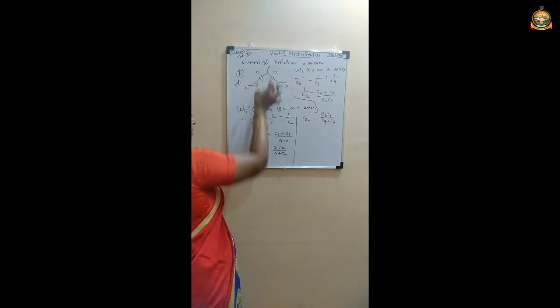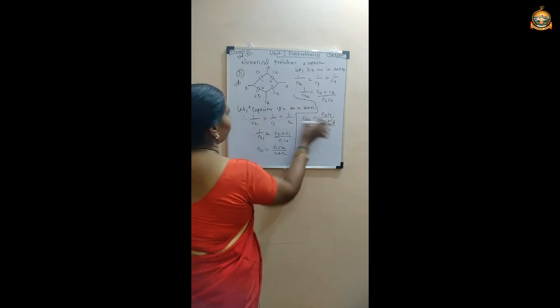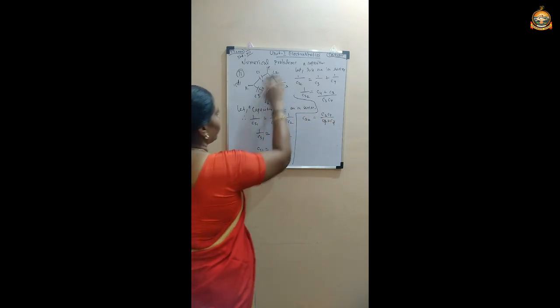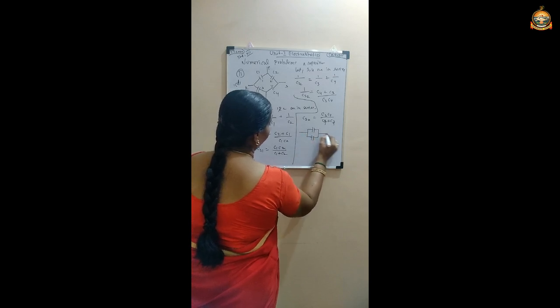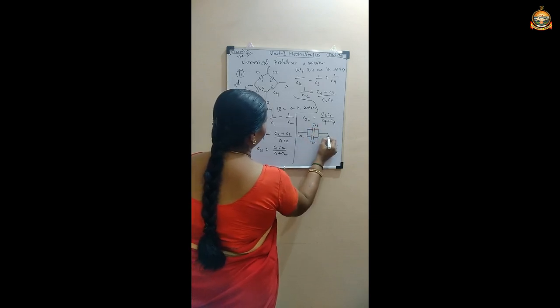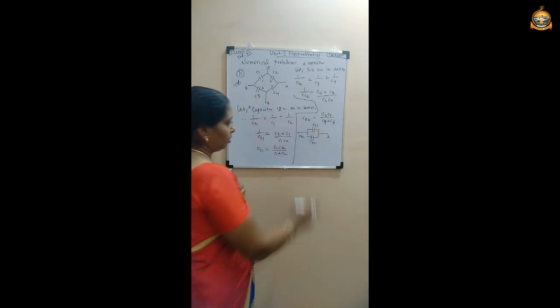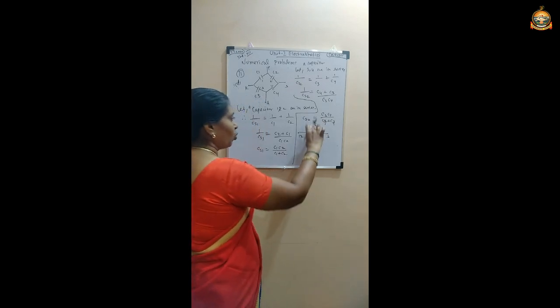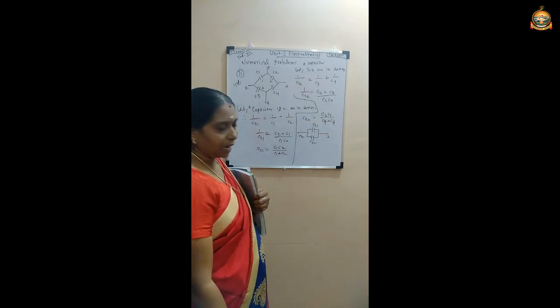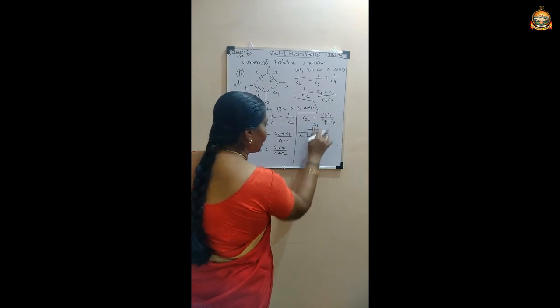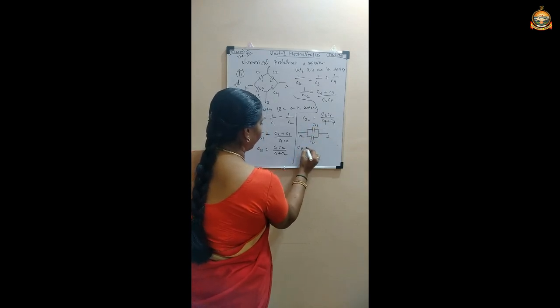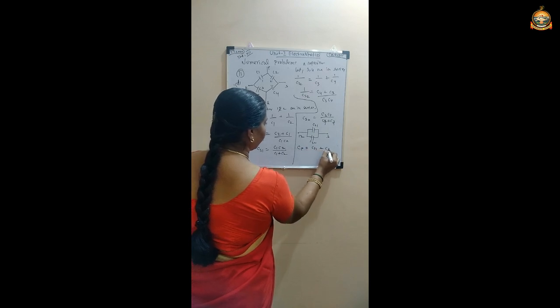With the effective capacitances, the above circuit becomes like this. This is CS1, this is CS2. This is R and S. Now see, across R and S, these two are in parallel. Therefore, what is the effective capacitance for this combination? Since they are in parallel, Cp is equal to Cs1 plus Cs2.